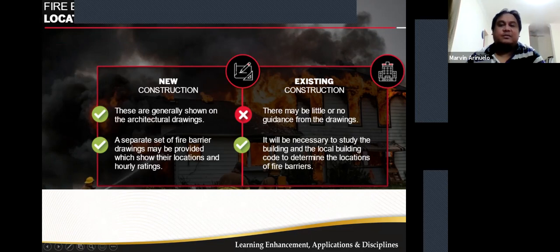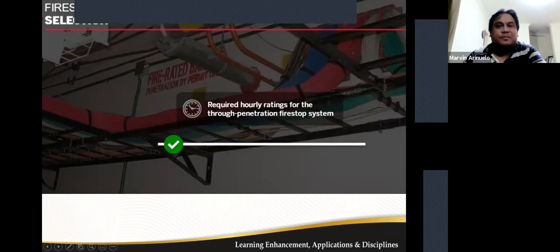In a new construction project, these are generally shown in architectural drawings, or in cases where a fire protection engineer is part of the design team, maybe a separate set of fire barrier drawings may be provided, which shows the location and the hourly rating. And in existing construction, there may be little or no guidance from the drawings. It will be necessary to study the building and the local building code to determine the location of the fire barrier. Once the required hourly rating for the through penetration fire stop system has been determined, the search for a specific system begins.